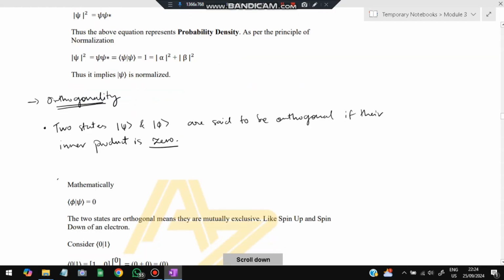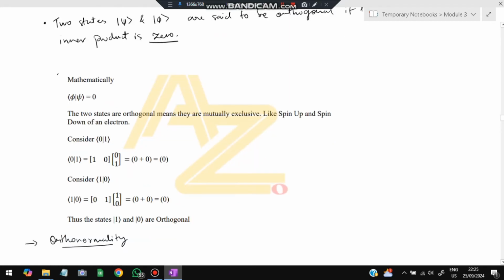Next we have orthogonality. So what is orthogonality? If we have two states, they are said to be orthogonal if their inner product is 0. We multiply these two, calculate the inner product, and if it is equal to 0, that means it is orthogonal. Why does it come as 0? It will be 0 if both are separated by 90 degrees. For example, spin up and spin down, then the multiplication will be 0. Consider 0 and 1: both are opposites, right? So it should be 0.